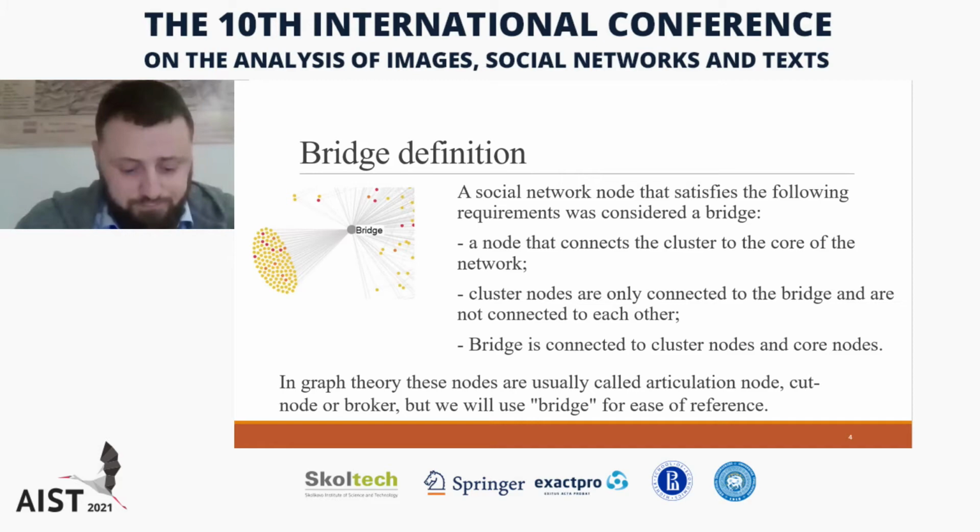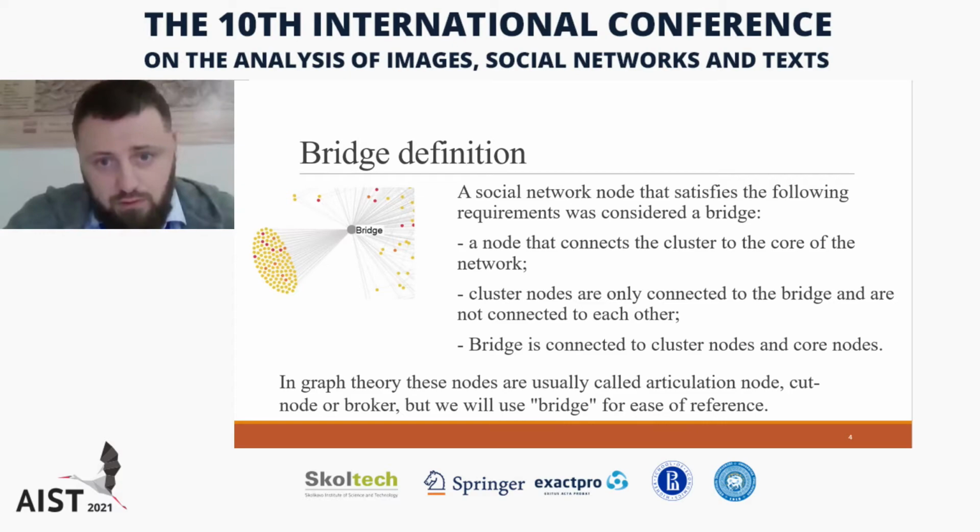In a social network, a node that satisfied the following requirements was considered a bridge. First, a node that connects the cluster to the core of the network. Second, the cluster nodes are only connected to the bridge and not connected to each other. And third, the bridge is connected to cluster nodes and the core node. In graph theory, these nodes are usually called articulation nodes, cut nodes, or brokers. But we'll use another, original concept, a bridge, for ease of reference.